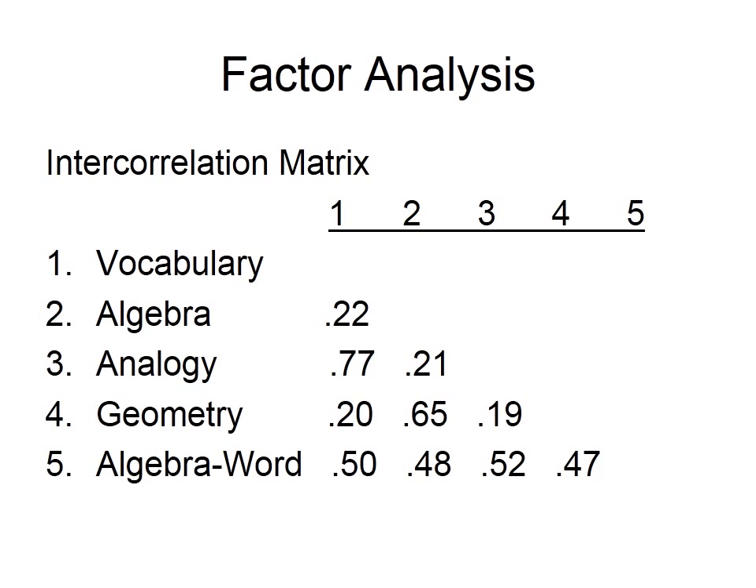So generally, a factor analysis is looking at a couple of things. It is looking at the intercorrelation matrix. So, for example, we've got vocabulary here. That's number one, going down the vertical axis. It's related, an r of 0.22, to algebra, an r of 0.20 to geometry, but it's more related to analogies, 0.77, and the word problems in algebra, 0.50. Likewise, algebra, number 2, is not highly related with analogies, 0.21, but is related to geometry, 0.65, and somewhat related to algebra word problems, 0.48.